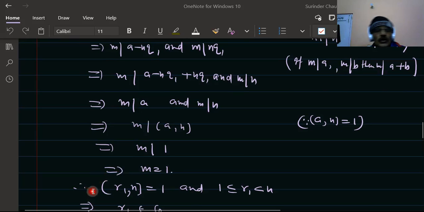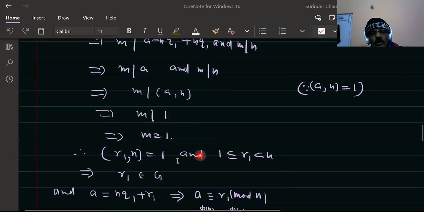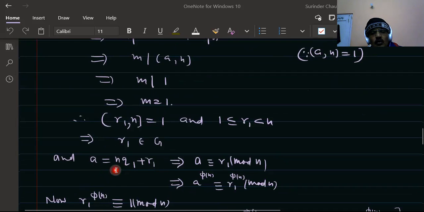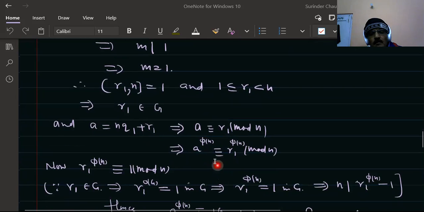Therefore, the greatest common divisor of r1 and N is equal to 1, and 1 is less than or equal to r1 less than N. What does this imply? This implies r1 belongs to G. And a is equal to N q1 plus r1. So what does this imply? When we divide a by N, the remainder is r1. So we can write a is congruent to r1 modulo N, and therefore a to the phi N is congruent to 1 modulo N.